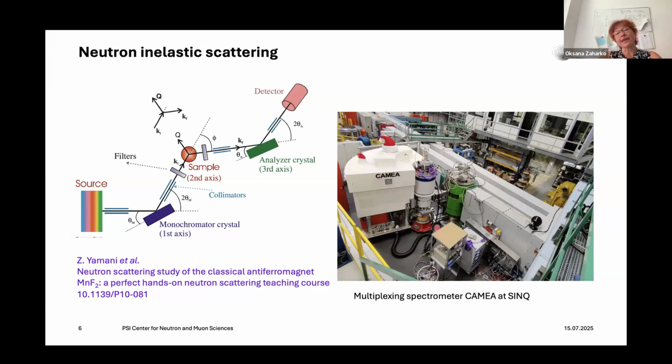This is the machine which we were using for our experiment. This is a bit more complicated. This is named CAMEA at SINQ, at our spallation source. So it is more complicated because we have a bit more analyzers than one and a bit more detectors than one. So we try to get more out of the experiment just because the neutrons are limited and we want to measure in a reasonable time.